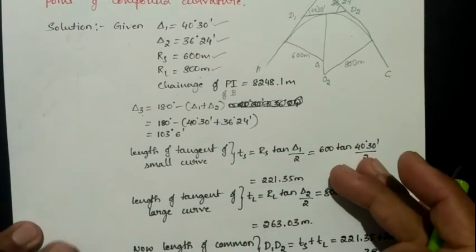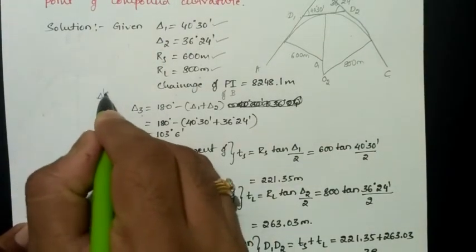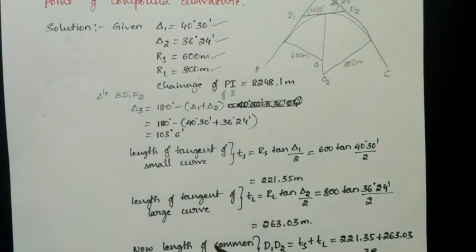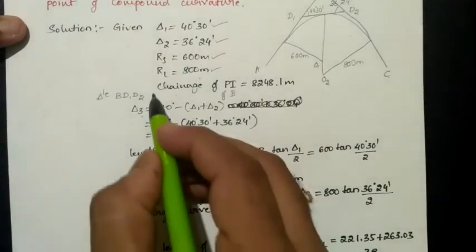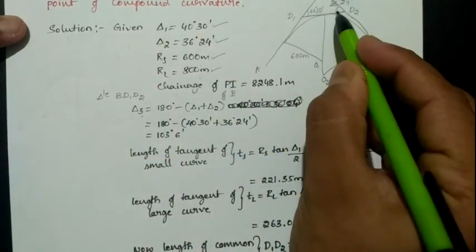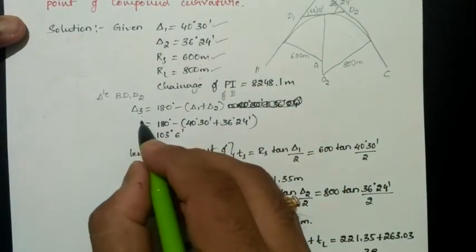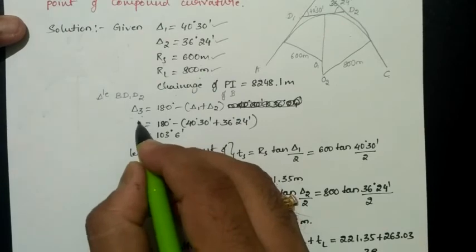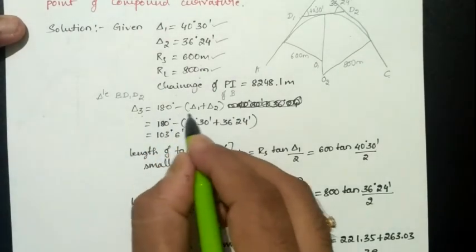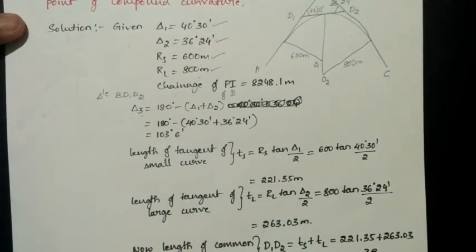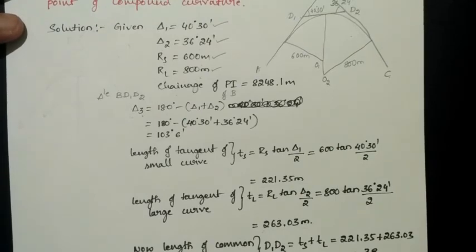Then we have to go for the next thing. First we have to consider the triangle BD1D2. In that triangle, delta 1 is known, delta 2 is known. Then there is another angle delta 3 which has to be calculated by taking the principles of triangle. That is delta 3 is equal to 180 degree minus delta 1 plus delta 2, which comes around 103 degree 6 minutes.